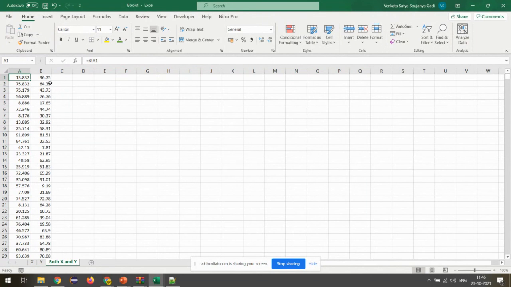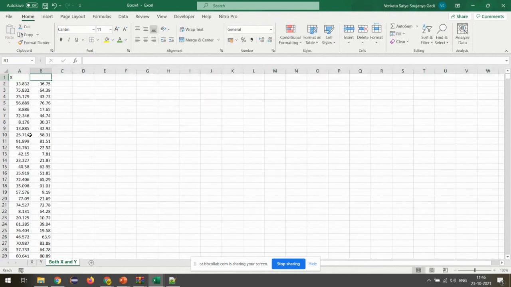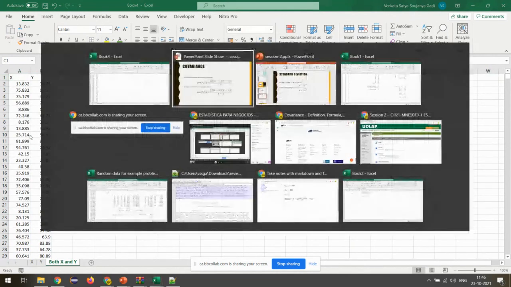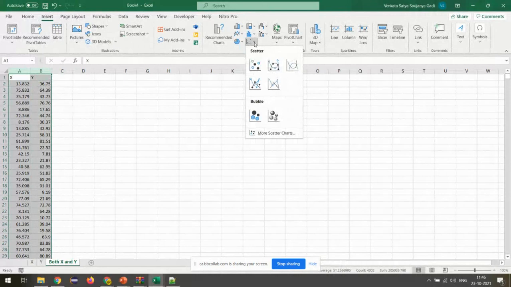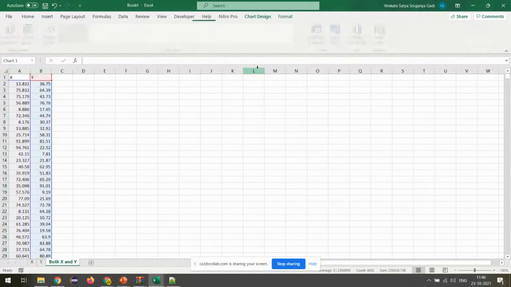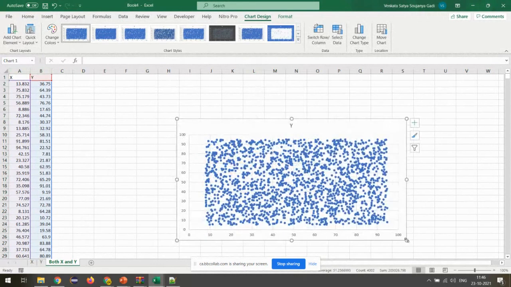Let me write here X and Y. This is X, this is Y. I want to plot X and Y. So how can I plot? There is a scatter plot. Let me insert this scatter plot. If I plot here, it shows how these two are related or not related. Since we generated random numbers, they are kind of not related. You don't see any relation. You see? These two data, there is no relation. They're just everywhere.